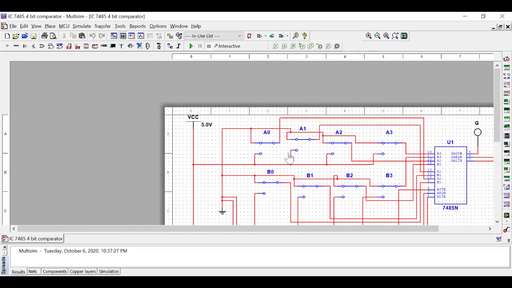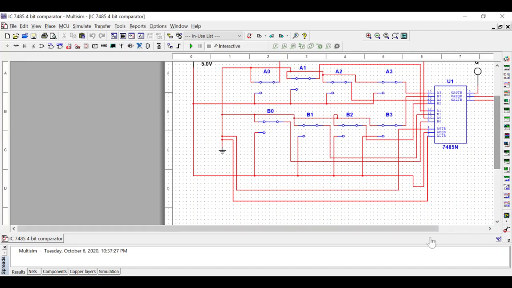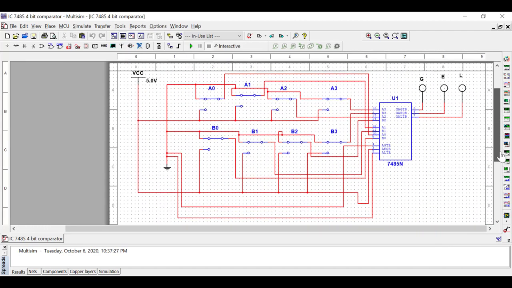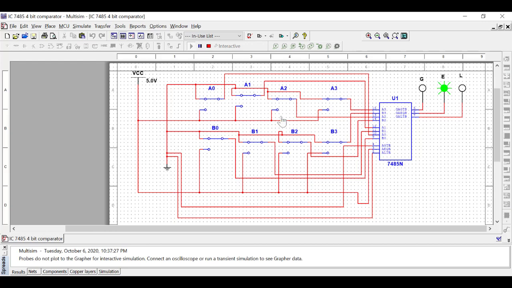That means since we are comparing only 4 bits, we are supposed to connect A equals B to the power supply and A greater than B, A less than B to the ground to get a proper output from the 4-bit comparator. Now I am going to run it first. If you look at here, all are connected to zeros. The upper part is 0 and the lower part of the switch is connected to the power supply. Now A bits are 0, B bits are 0.